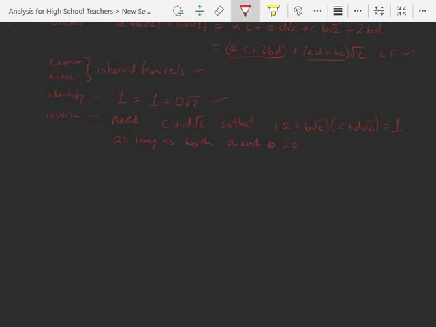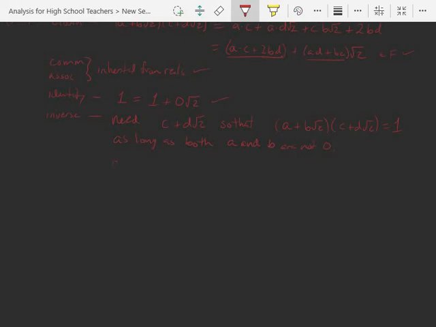As long as both a and b are not 0. Right? If they're both 0, I've got 0, and I can't find an inverse for 0. That's fine. So let's look at our multiplication. We performed the multiplication for the closure, so now I can use that multiplication with this and try and figure out a system of two equations and two unknowns that I can solve to get the solution.